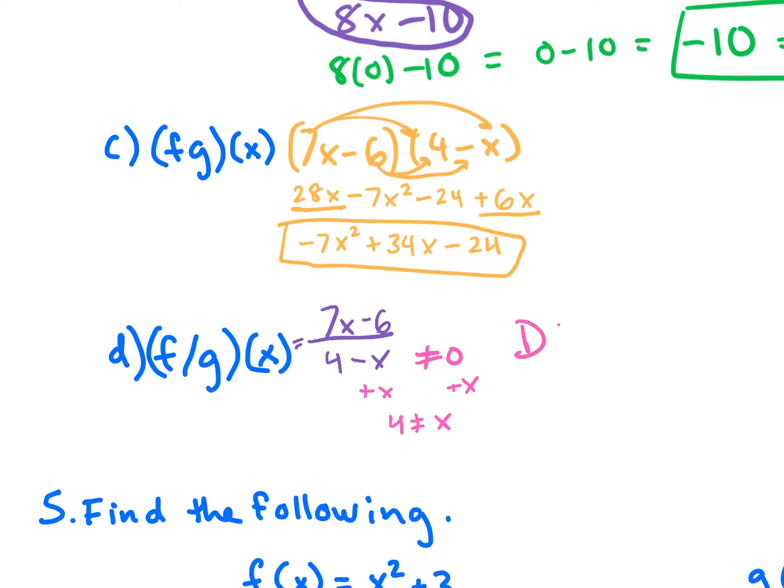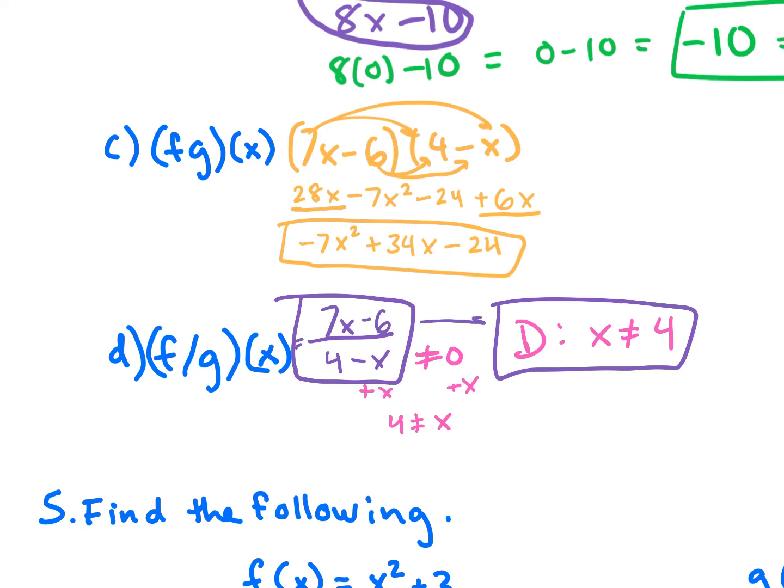So our domain is x does not equal 4. So we just have to add that restriction there. So not only is our answer 7x minus 6 divided by 4 minus x, we have to include the domain, which is x does not equal 4.